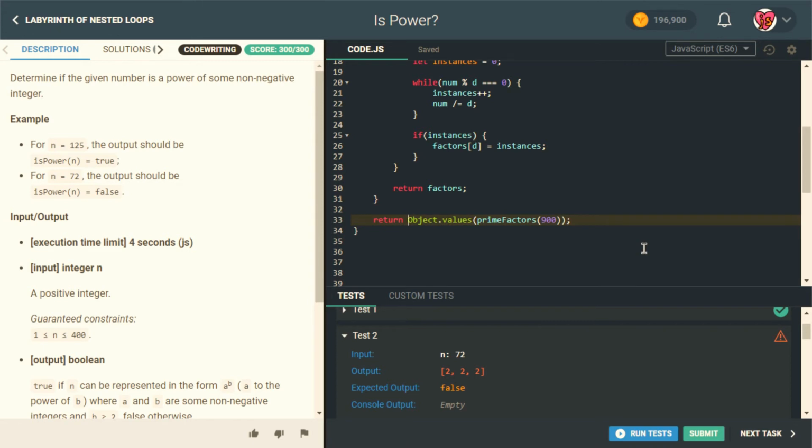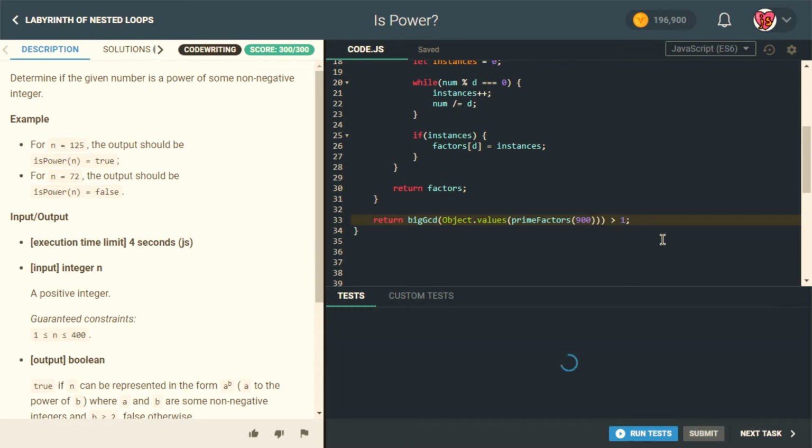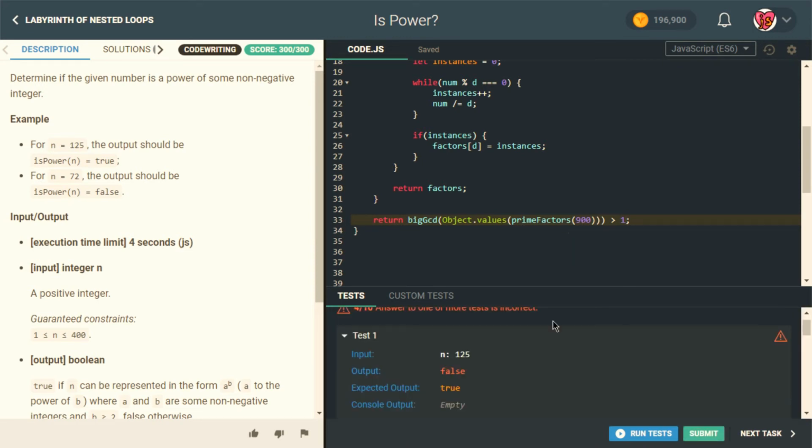So what we need to check here is whether big GCD of all this stuff is greater than 1. Yeah, because if it's 1, then that means it's not a power, for the reason that we saw before. It would mean that it couldn't possibly be the same number multiplied by itself some number of times. That's basically the reason. Okay, so false. We're saying that 900 is not a power. Okay, well, that's kind of surprising.